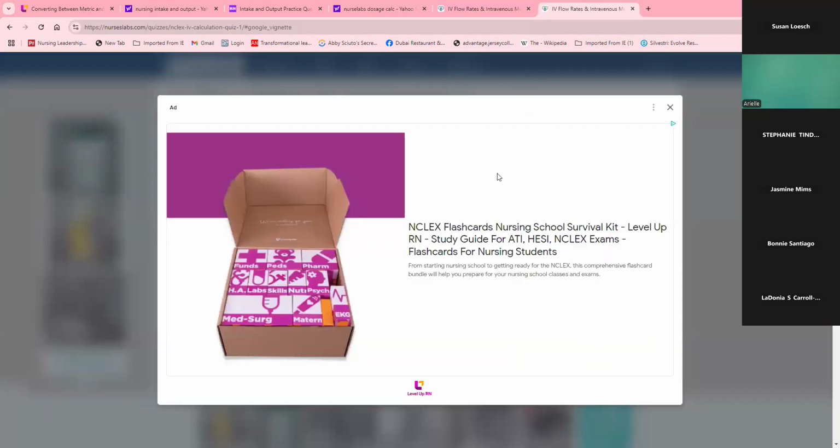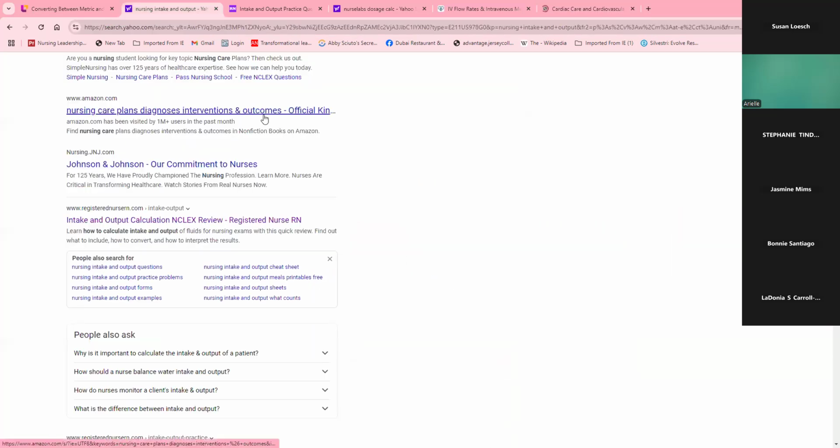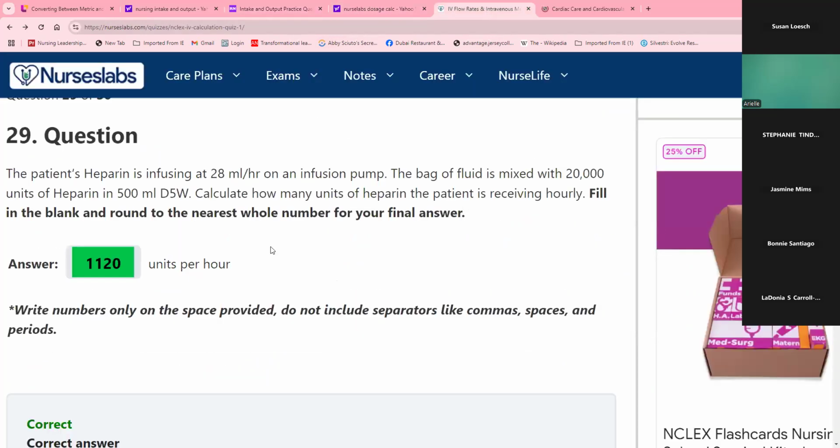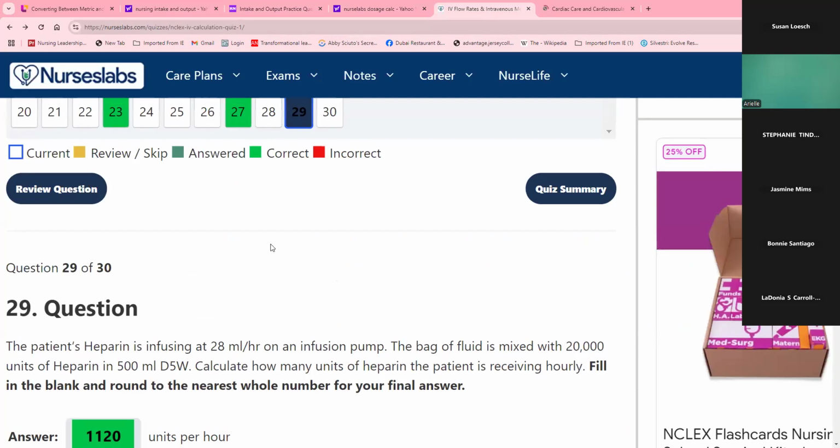This is Nurse's Labs. They'll give you a lot of different ways to do the math because you need to get good at taking out what you need out of the problem. If you can't take it out of the problem, you don't know what to use for the formula.